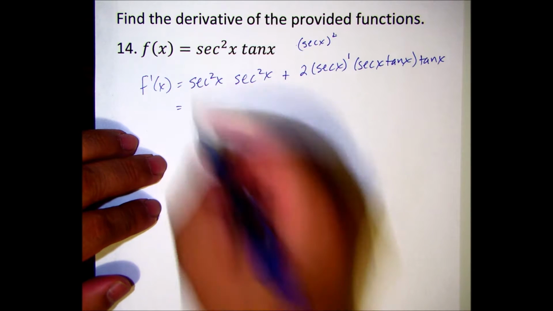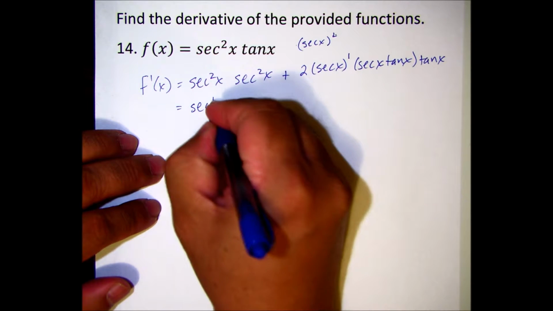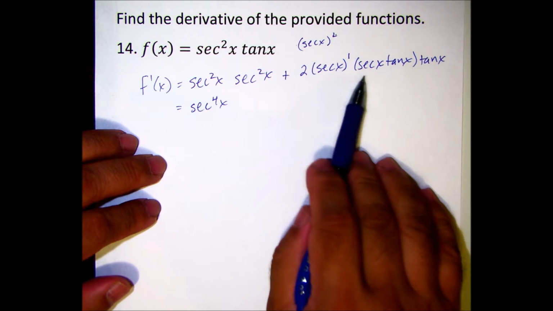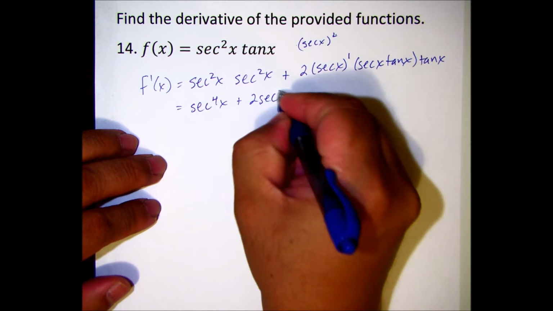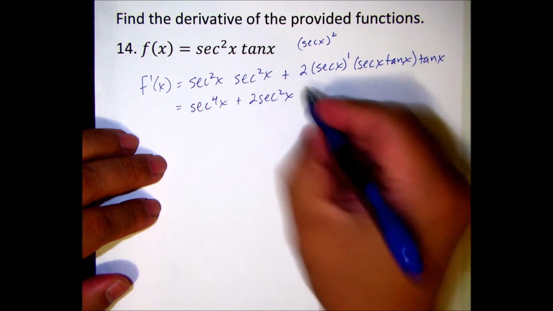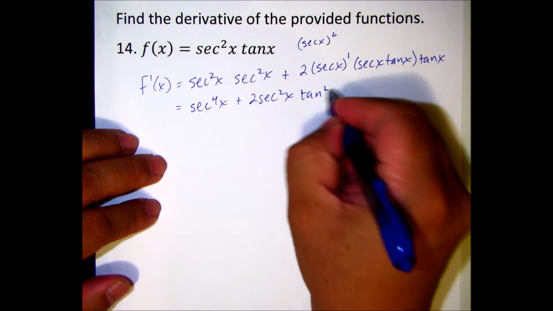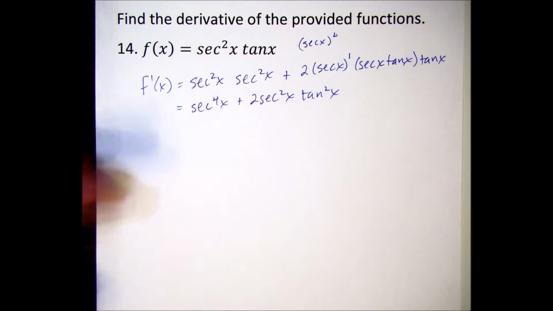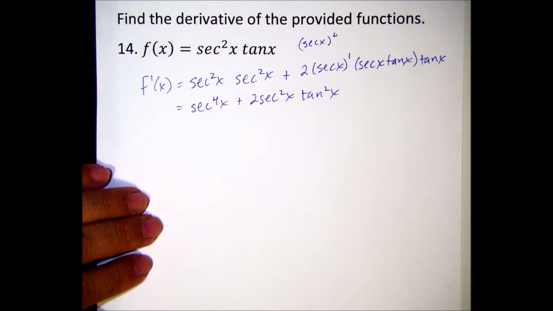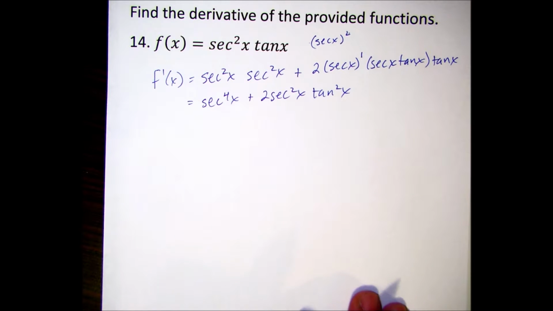So that's going to be secant to the fourth, and that's going to be secant squared, and there are two tangents, so it's tangent squared. I was wondering if this is going to do something weird, but I guess that's it. All right, and that's number 14. Let's go on to number 15.